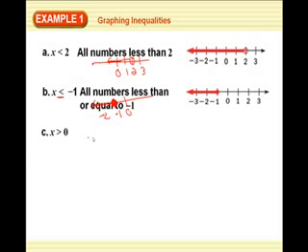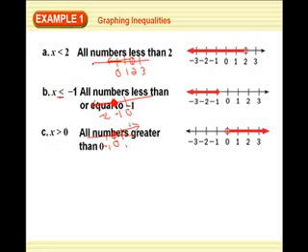X is greater than 0. Circle it. You don't color it in because it doesn't say equal. Greater now says it goes this way. X is greater than or equal to -2. So -1, -2. You circle the -2, color it in. Greater than or equal is that way.